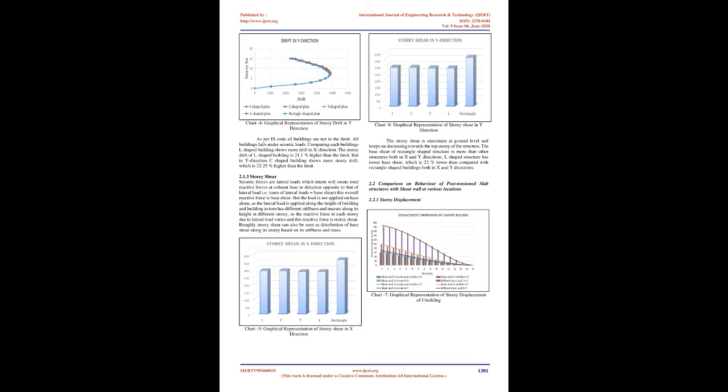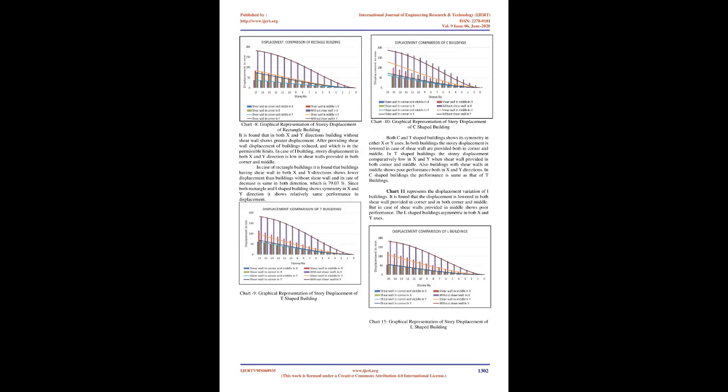Comparing each building, the L-shaped building shows more drift in X direction. The storey drift of the L-shaped building is 21.1% higher than the limit. But in Y direction, the C-shaped building shows more storey drift, which is 22.25% higher than the limit.